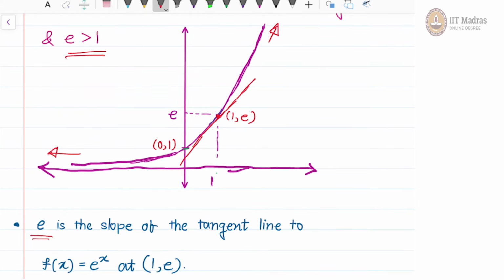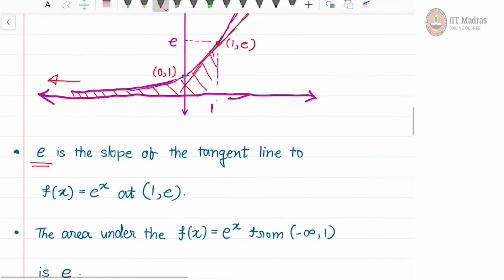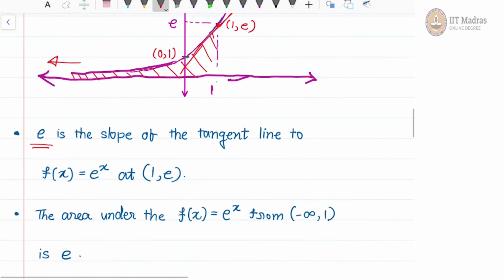Then if you look at the area that is covered under this curve from minus infinity to 1, that area is actually e, the irrational number e. This you will learn when you study calculus in Math 2. So that is very important.